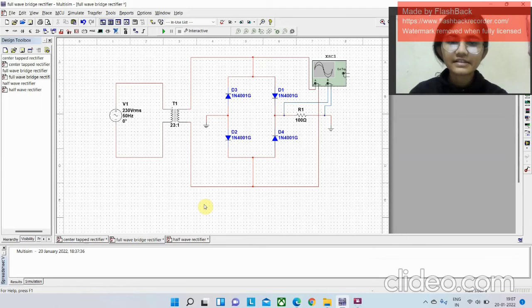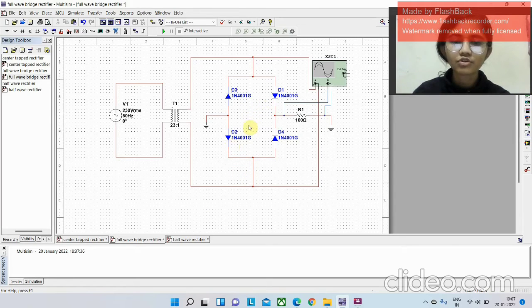In this we can see that, as earlier, I have taken one AC supply which is providing the voltage in the RMS value. I have taken one step-down transformer. There are 4 diodes, and as before I have taken an oscilloscope, and its first channel is connected to the input and the second channel is connected across the resistor in order to get the output. Now both are grounded, and as we can see there are 4 diodes.